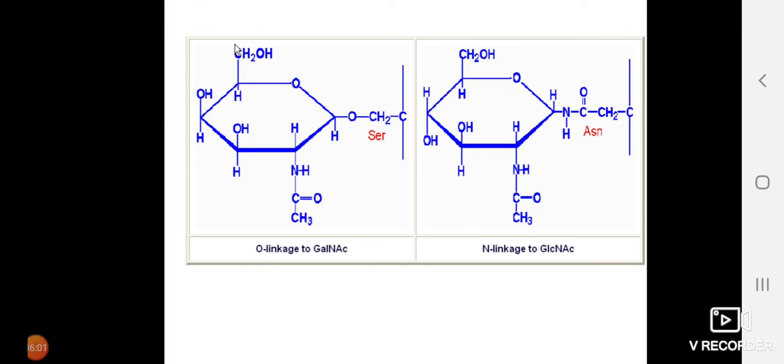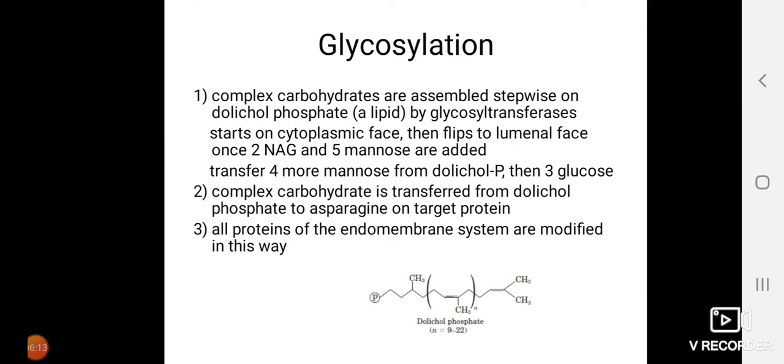So generally the N-acetyl glucosamine and N-acetyl galactosamine are the first sugar units which get attached to the peptide in O-linked and N-linked glycosylation. So here if you come to the N-linked glycosylation, sorry, it is N-linked here, it's mentioned as just glycosylation.